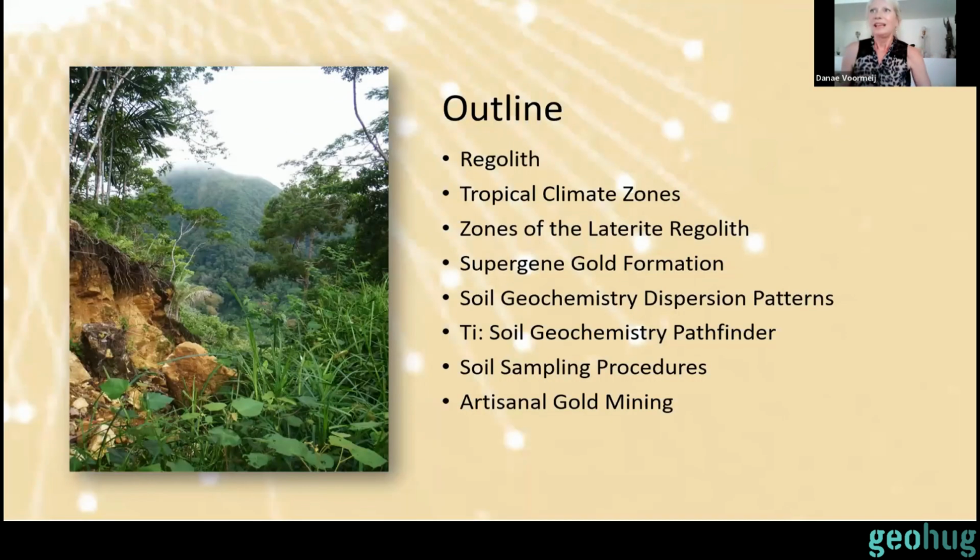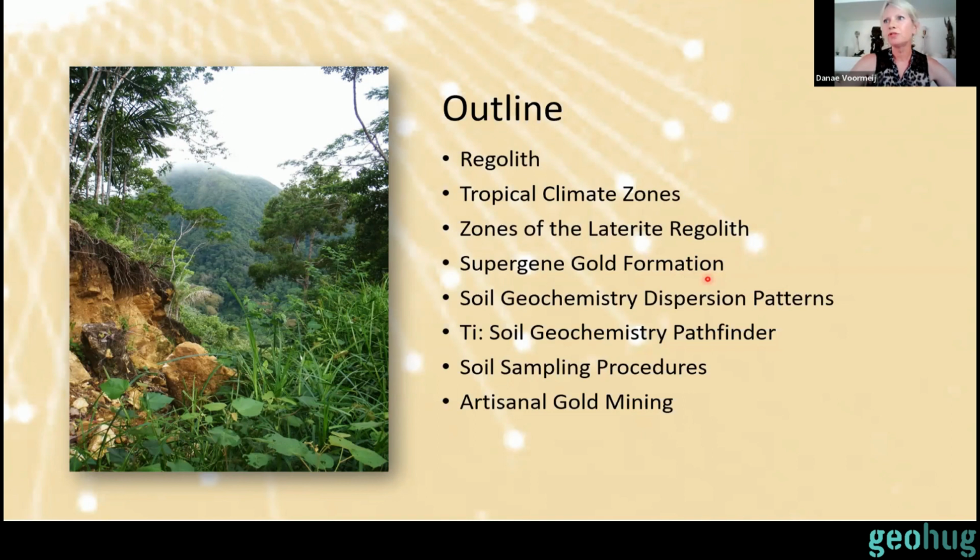All right, so let's go through the outline so you know what's coming up. In this talk, you're going to learn about regolith, and in particular, the laterite regolith, which is the dominant soil type at tropical latitudes. And laterite development is largely controlled by climate. So we're going to be covering 3 main tropical climates. And then we're going to look at all the zones of the laterite regolith, and you'll be well familiar with everything you see here in this picture, for example.